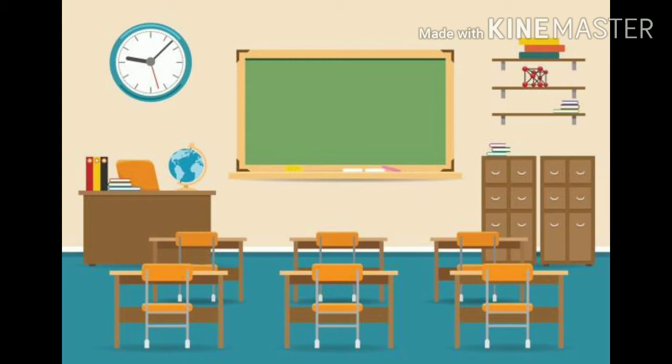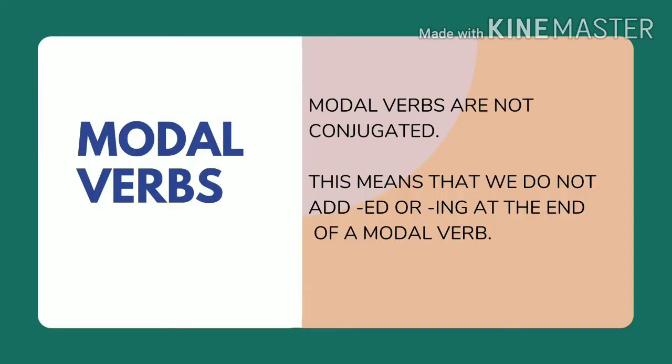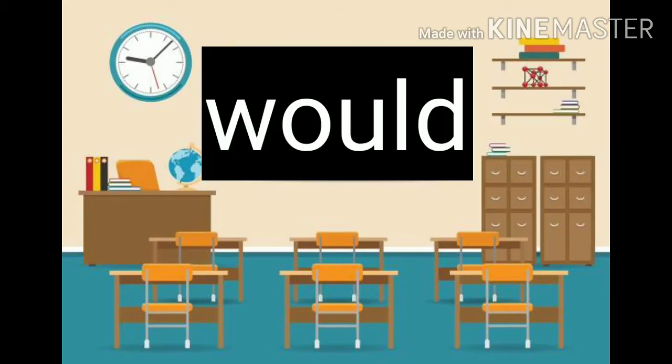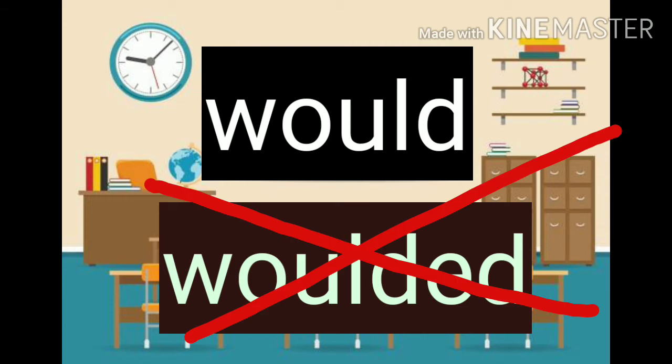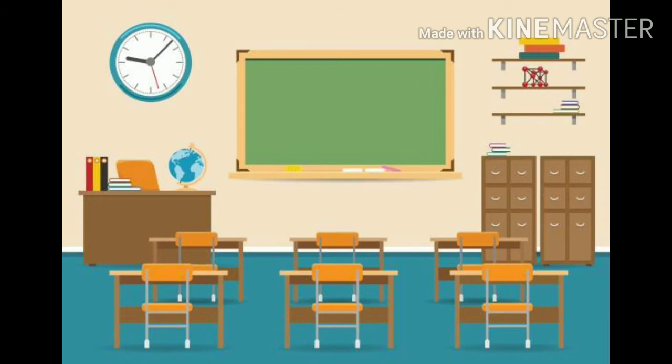And we have, modal verbs are not conjugated, which means that we do not add ed or ing at the end of a modal verb. For example, we are going to use the modal verb would. Okay? So it is not correct to add ed, making it wooded or wooding. Remember, we do not add ed or ing at the end of a modal verb. They remain as they are.